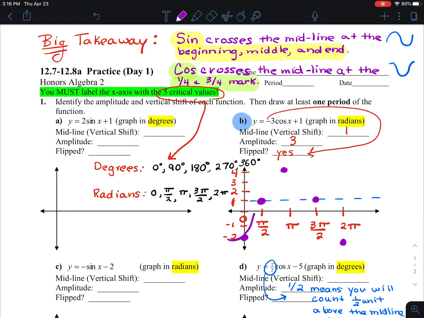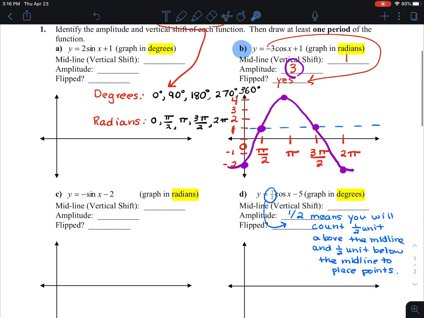Okay, and how much you stretch is what your amplitude is. You're counting 3 units from the midline. And you can tell when you look at this graph, see how instead of it being one big valley, it's actually one big hill, and that's because it was reflected and flipped across the midline. Okay, hopefully that is enough of a push, because I know that some of you are wanting help with example C. I will tell you this is the other radian problem, so you should label it these same exact 5 critical values. You will notice this is also a flipped problem.